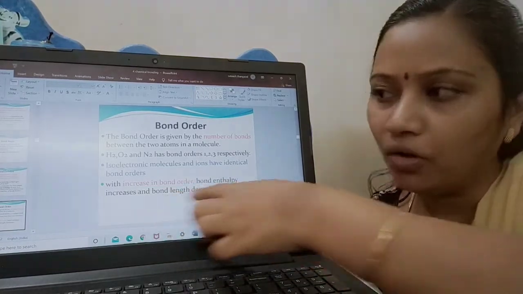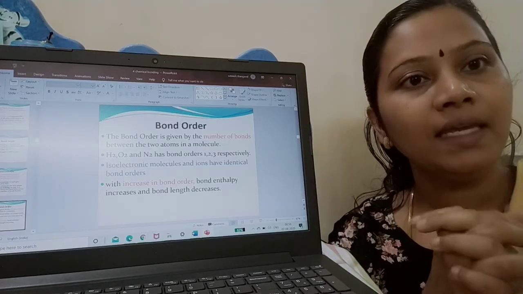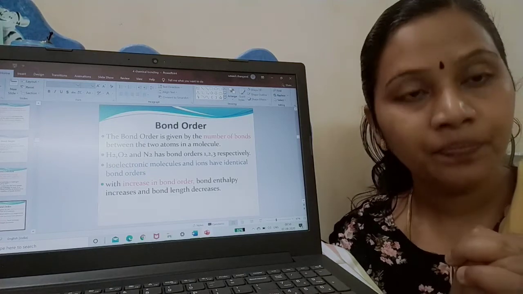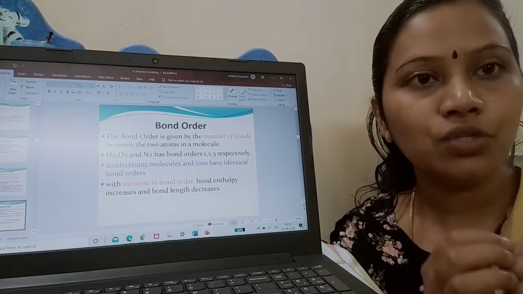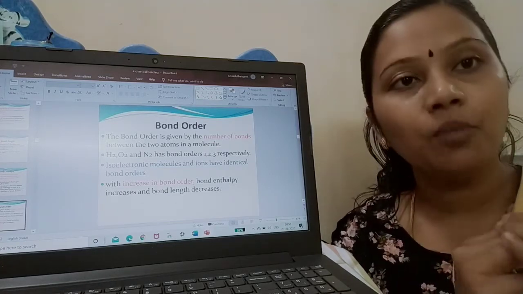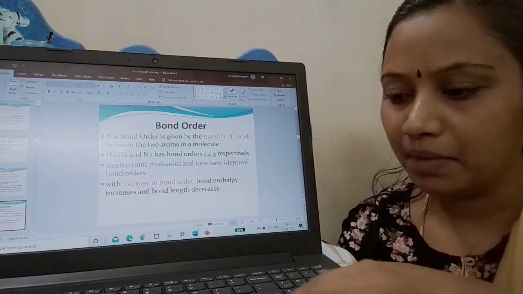So these three are correlated. What is the statement? When I increase the bond order, then indirectly I am increasing the number of bonds. If I am increasing the number of bonds, then the amount of energy to break each of these bonds increases, meaning the bond enthalpy increases. If bond enthalpy increases, then bond length decreases. That's what the statement is.